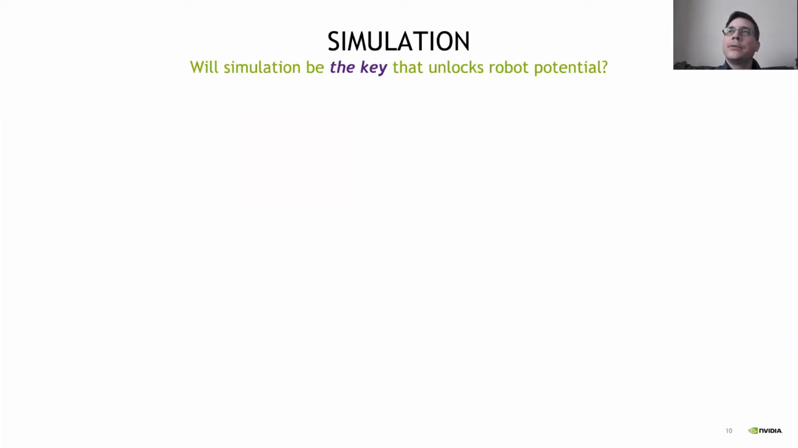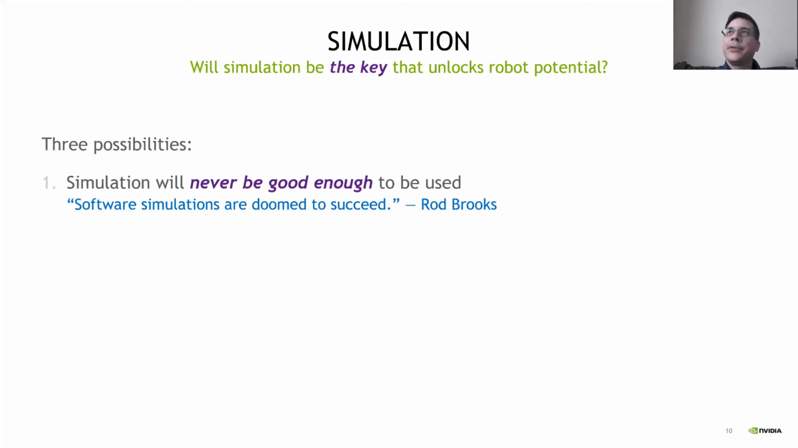Okay, so to rephrase our question from before about what will be one of the main keys to unlock the robotics revolution, similar to the computer vision revolution. The question is, is it possible that simulation is going to be that key, or one of the main keys? So if we want to analyze this question, there's really only three possibilities. First is the view that simulation will never be good enough to succeed.